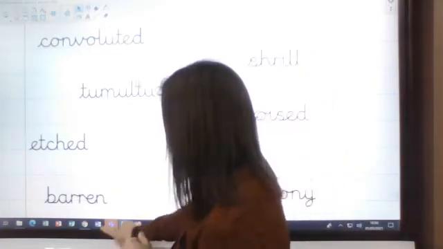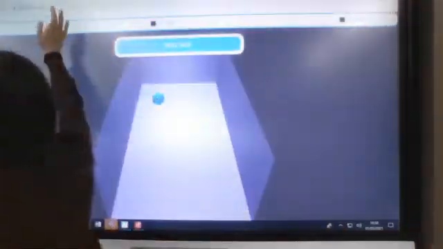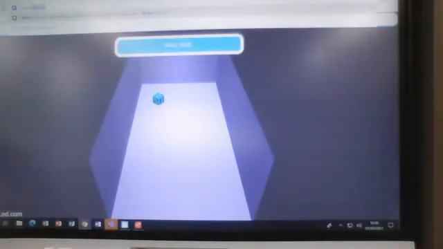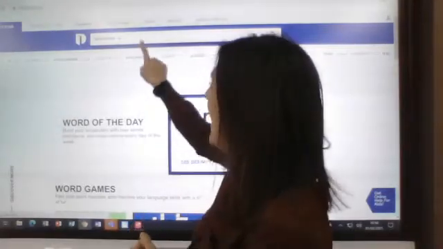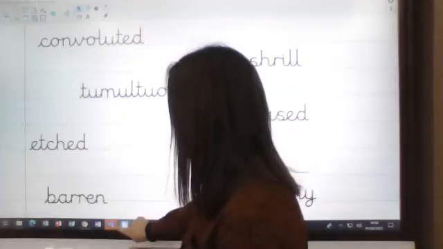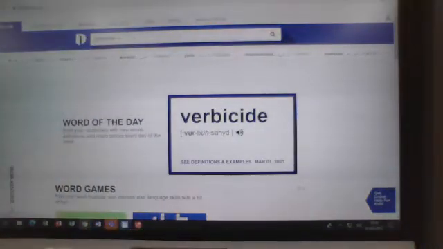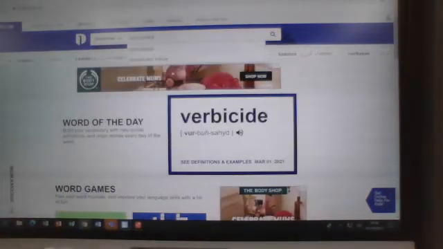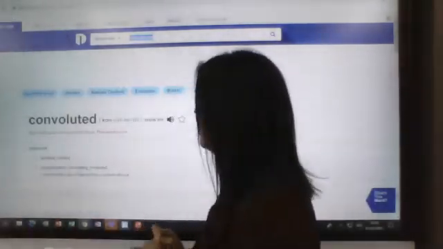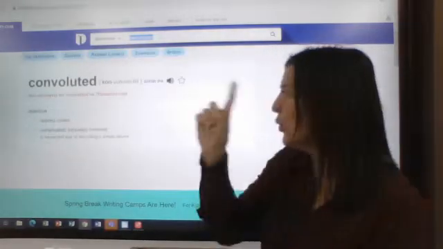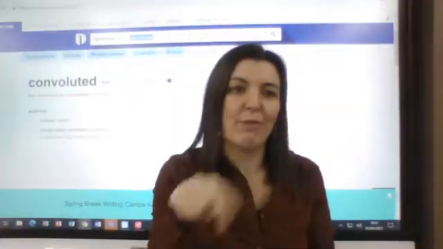So if I just do a couple of examples, as always, you go onto dictionary.com and then you can type in the word here. The first one is convoluted. So type it into the box and then look it up. So that means twisted or coiled. So it's twisting around.